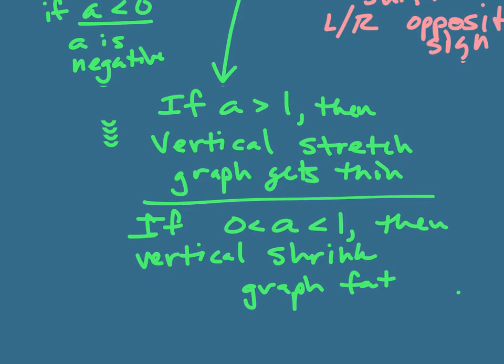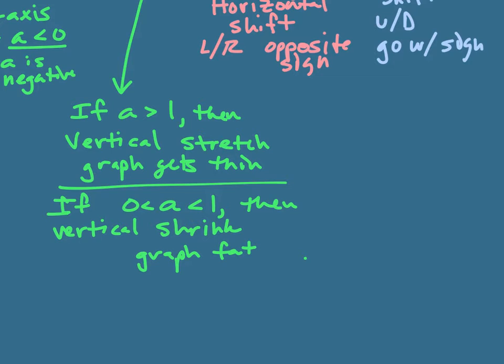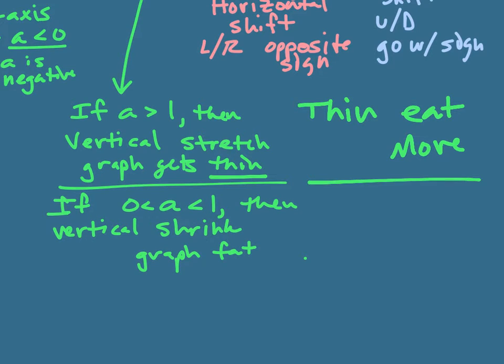The way that I remember this is by thinking about a person. If you're too thin, then you need to eat more. And this is just how I remember this. But if you're fat, then you need to eat less. I only use that because that's how I was able to remember this. So if your value for a is more than 1, then you're thin, and you need to eat more. If you're fat, you need to eat less, meaning that your a value is less than 1 but at the same time greater than 0, so it's a fraction.